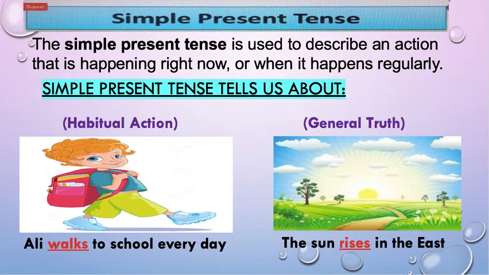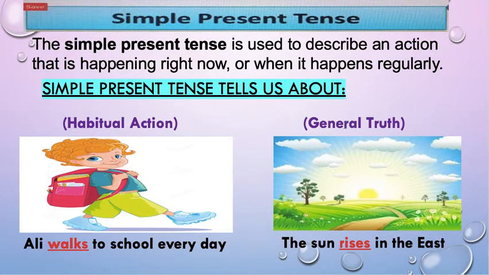Example, Ali walks to school every day. So what is the subject doing? The subject walks to school every day. The subject is performing some act on a daily basis, so it becomes a habit for him. That's why it is known as a habitual action.